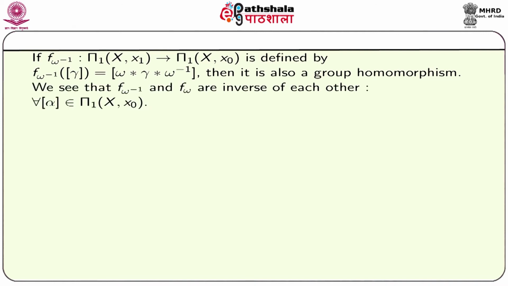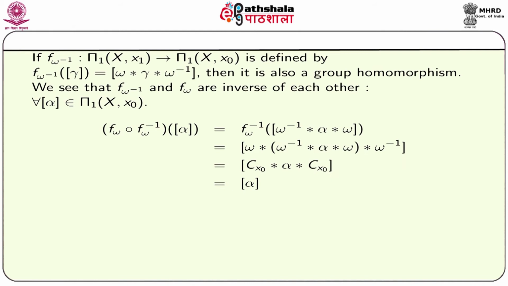Now we see that F omega inverse and F omega, these two are inverse of each other. That is, if we take any element from pi 1 x x 0, let me take that element as class alpha and operate F omega composed F omega inverse on that, we ultimately get that it is equal to class alpha. Hence, pi 1 x x 0 and pi 1 x x 1 are isomorphic by the isomorphism F omega.